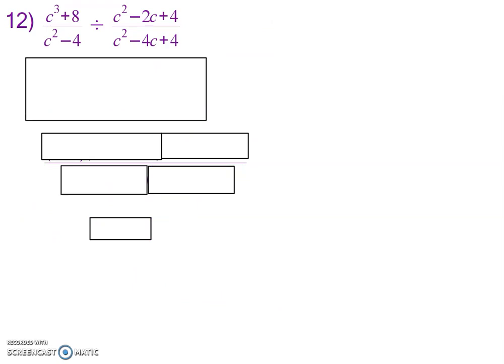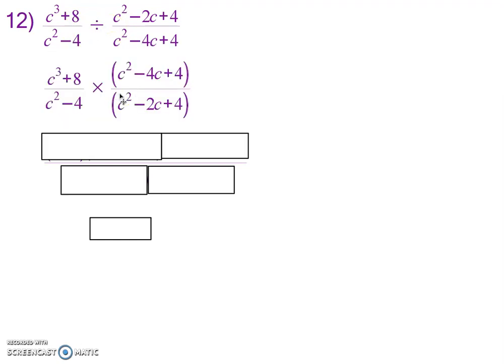Okay, looking at the next example, it's another division example. So again, we're going to keep, change, flip. Once we do our keep, change, flip, then we see if we can do any factoring. So looking at the numerator here, c cubed plus 8. Can't pull anything out.